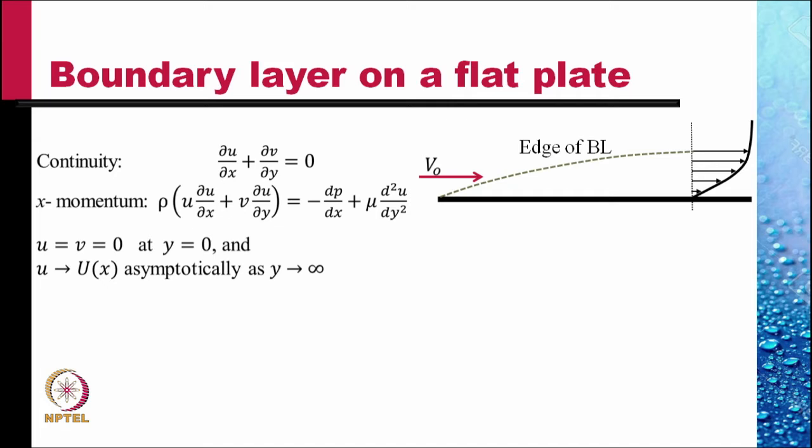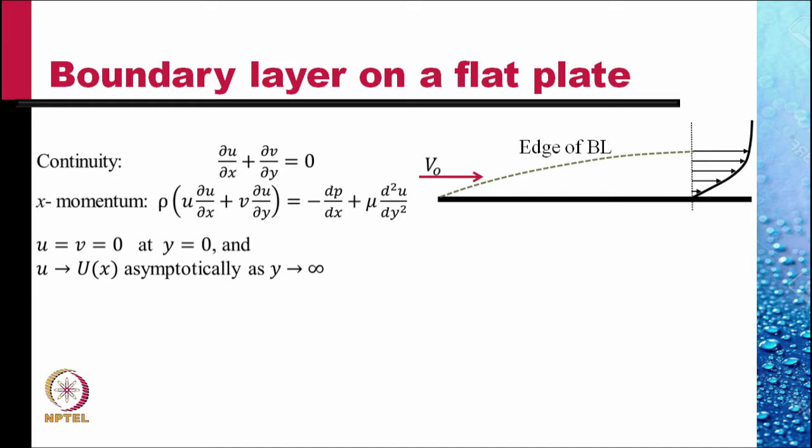For a flat plate, the continuity equation is del u by del x plus del v by del y is equal to 0, and the x momentum equation within the boundary layer is rho times u del u by del x plus v del u by del y is equal to minus dp by dx plus mu del square u by del y square.